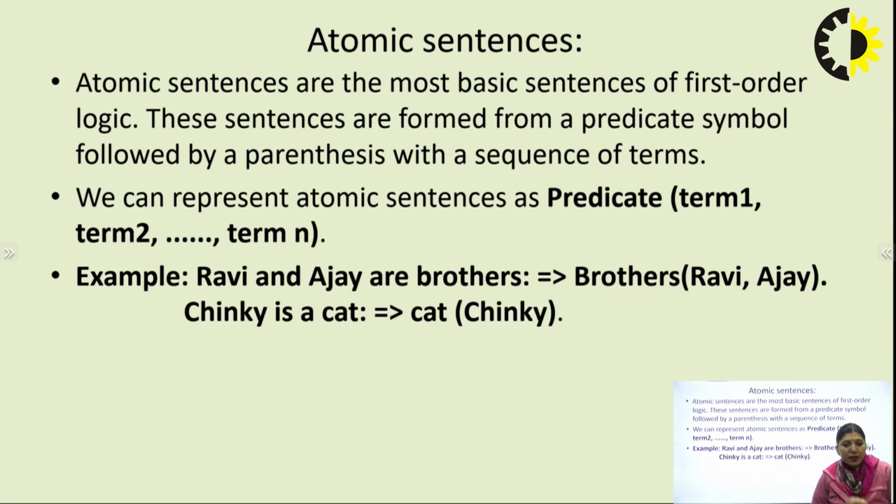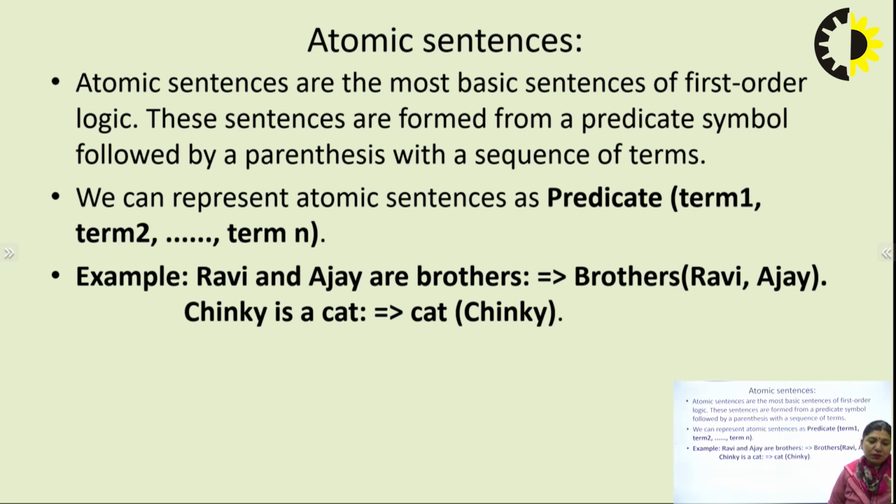Atomic sentences. What are atomic sentences? As the name declares, atomic means single. It's standalone, or we can say it's a single representation of a statement. Atomic sentences are the most basic sentences of first order logic. These sentences are formed from a predicate symbol followed by parentheses with a sequence of terms. You can have more clarity with the example given below.